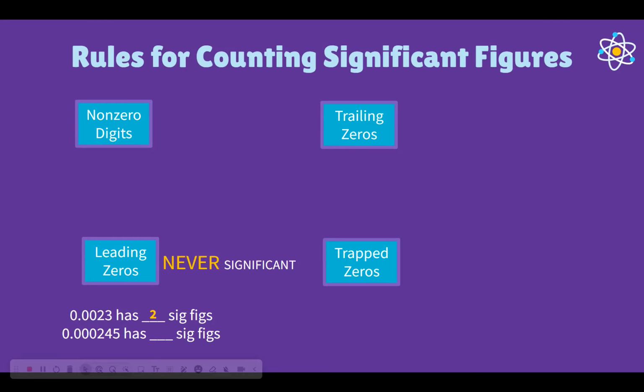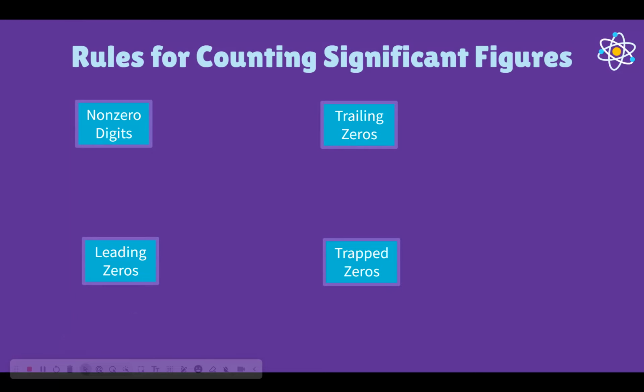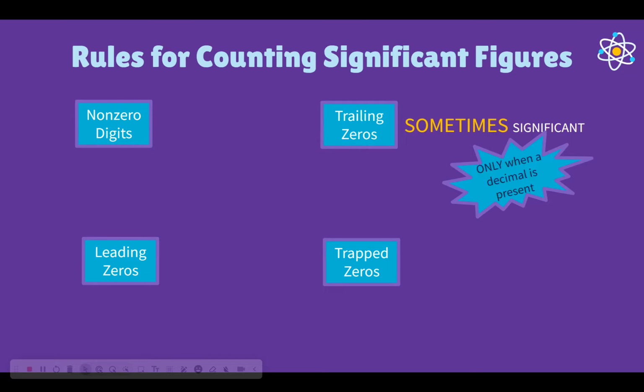0.000245, the zeros, the leading zeros, do not count, so that number has 3 sig figs. The last type of zero we need to talk about are trailing zeros. And we save them for last because sometimes they're significant and sometimes they're not. So what makes the difference? Trailing zeros are significant only when there's a decimal in the number.